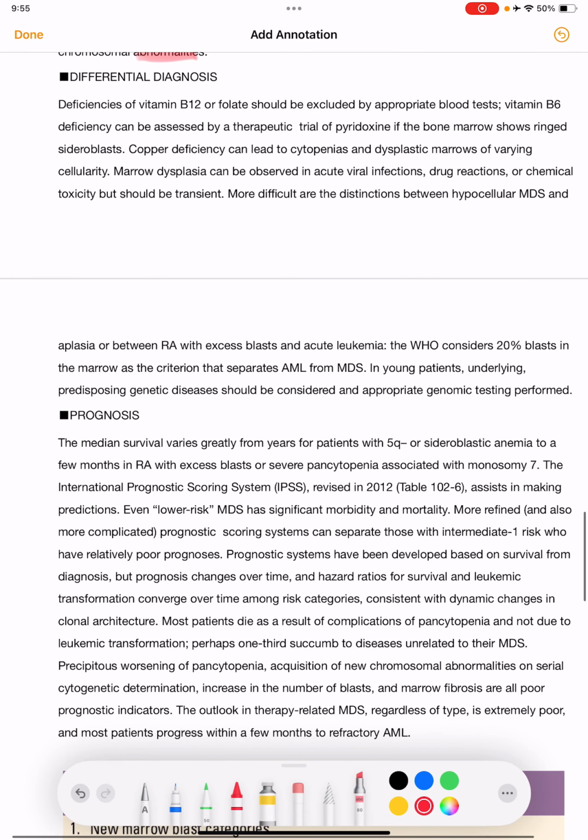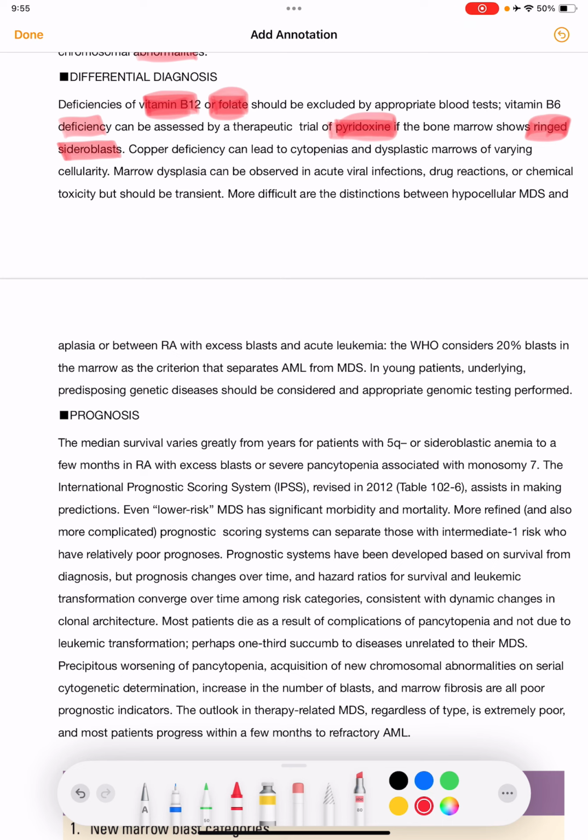Differential diagnosis. Deficiencies of vitamin B12 or folate should be excluded by appropriate blood tests, because of macrocytosis. Vitamin B6 deficiency can be assessed by a therapeutic trial of pyridoxine if the bone marrow shows ringed sideroblasts.